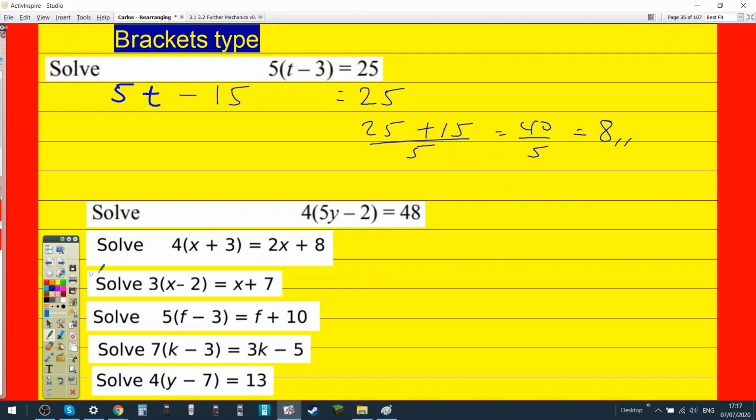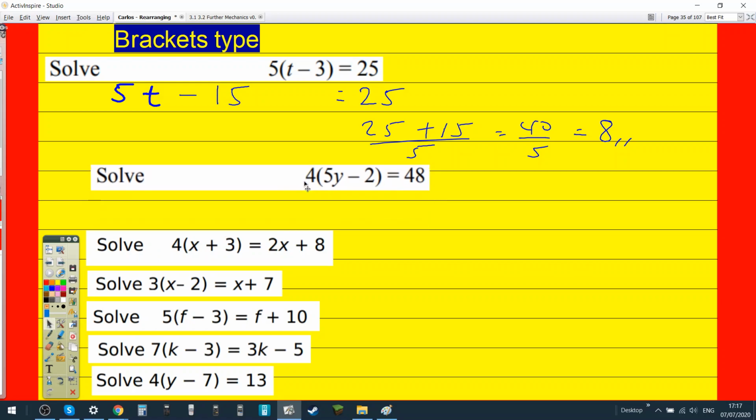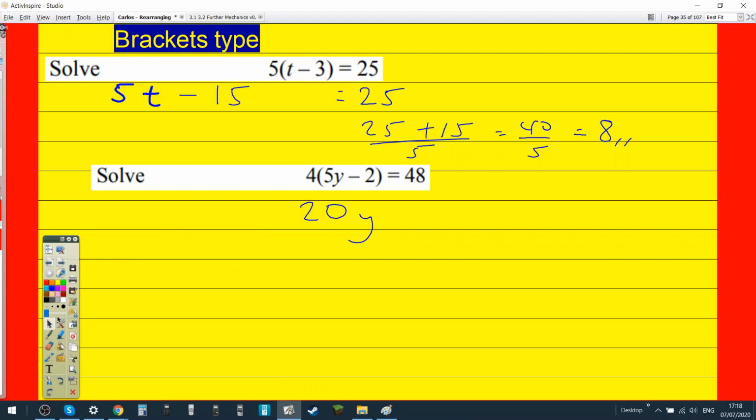Okay, let's try the one underneath. So would it be 9y? No, not 9. Sorry, 20. Yeah. 20y, and 20y minus 8. And then 21 minus 8 equals 5. So is y okay. You can do it step by step.